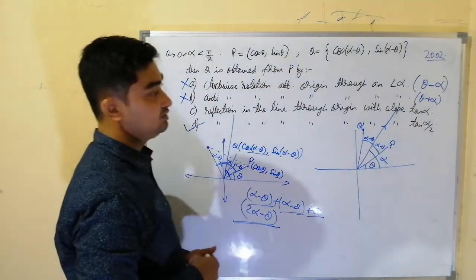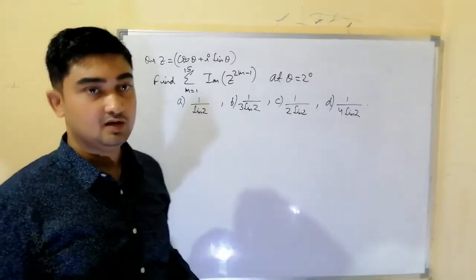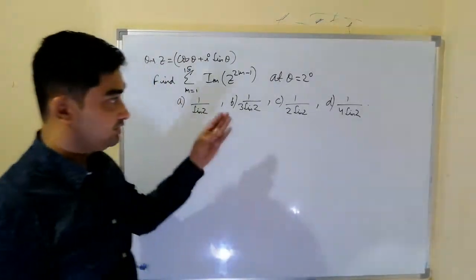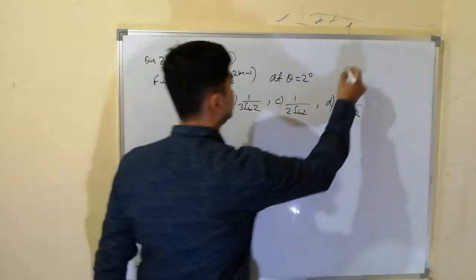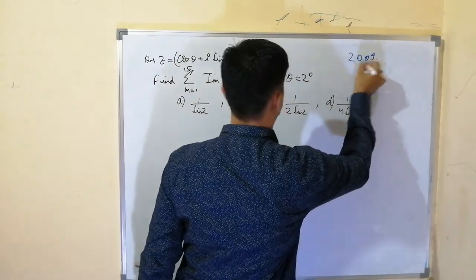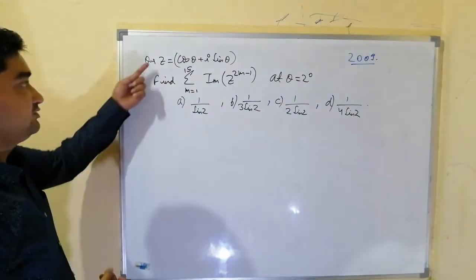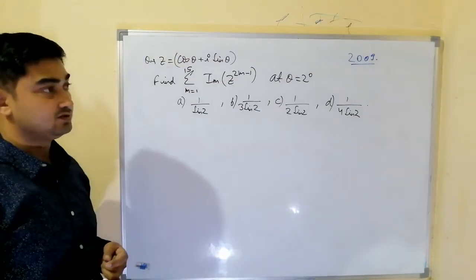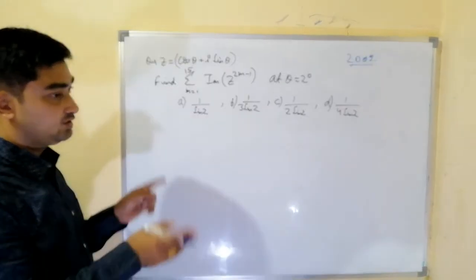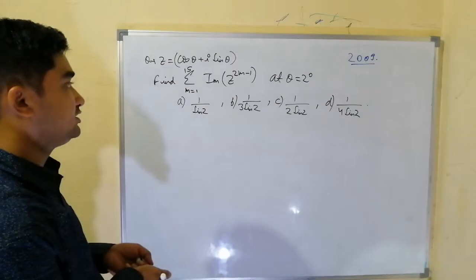Now we'll move to the next problem. Now next problem is from IIT 2009. It came in IIT 2009. In this problem, what is given? A complex number z is given, which is cos theta plus iota sin theta, which has modulus 1. It is a point on unit circle with center at origin.